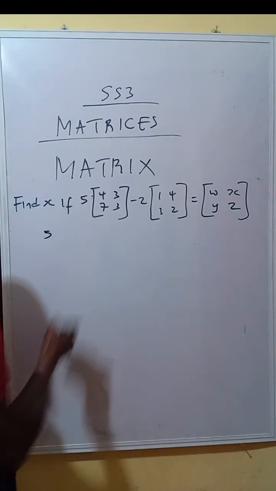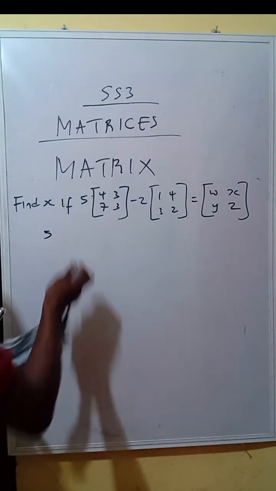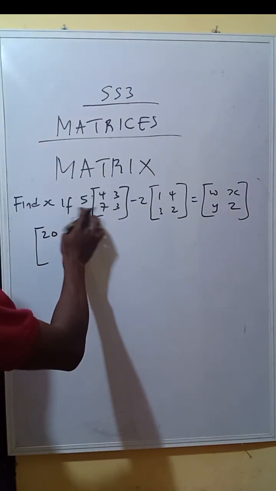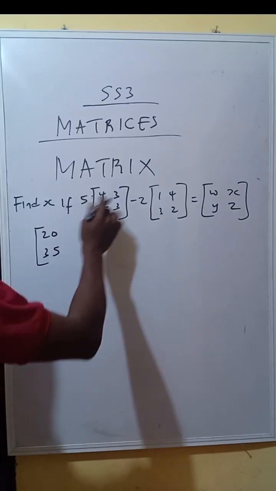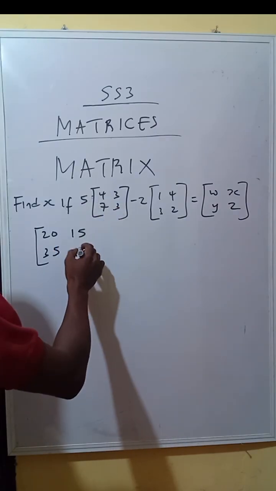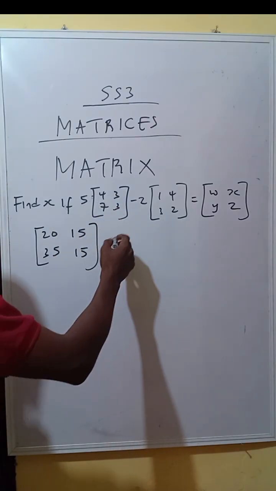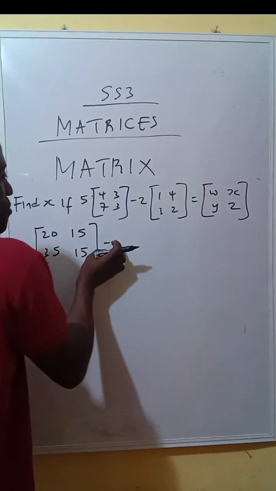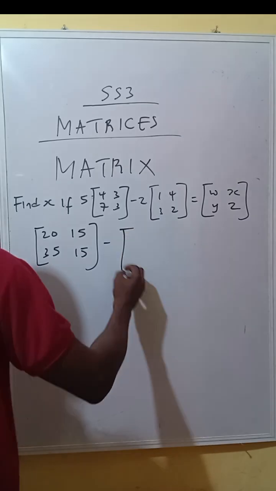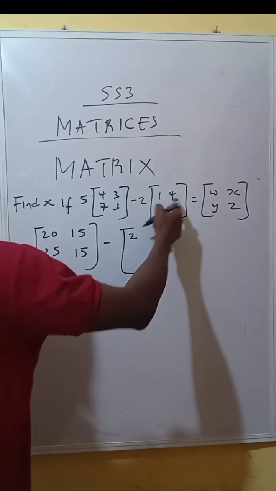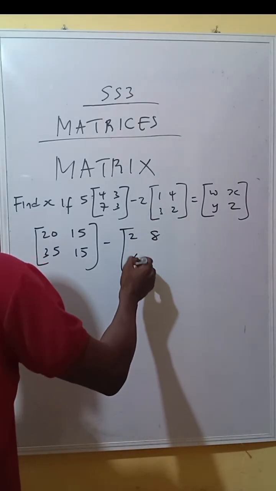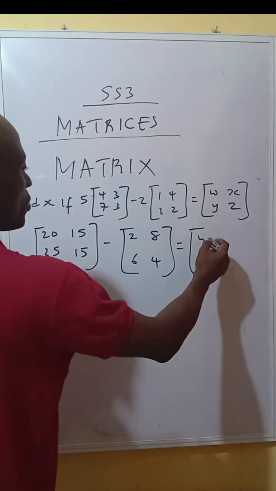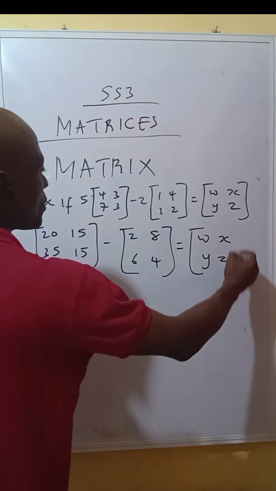So 5 times 4, 20. 5 times 7, 35. 5 times 3, 15. 5 times 3, 15. 5 will multiply all the entries there, and minus 2 will also multiply all the entries there. Put the minus here, and let 2 multiply all the entries. 2 times 1, 2. 2 times 4, 8. 2 times 3, 6. 2 times 2, 4. Then it is equal to w, y, x, z.